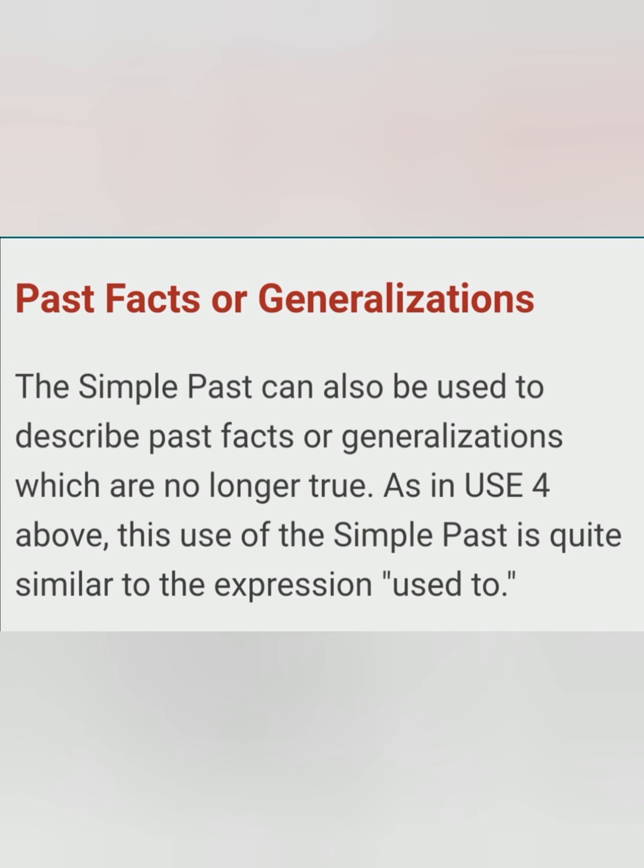Fifth is a past fact or generalization. The simple past can also be used to describe a past fact or generalizations which are no longer true. This is quite similar to the present used to.